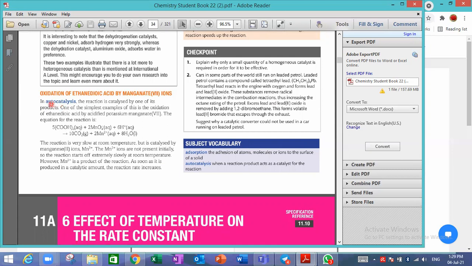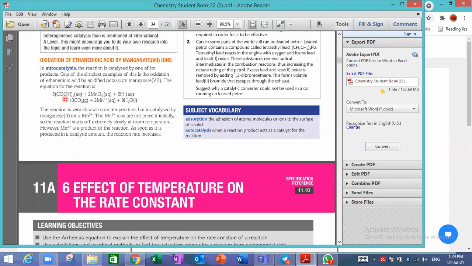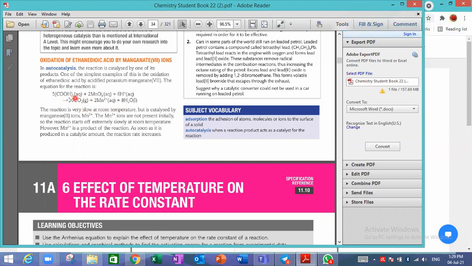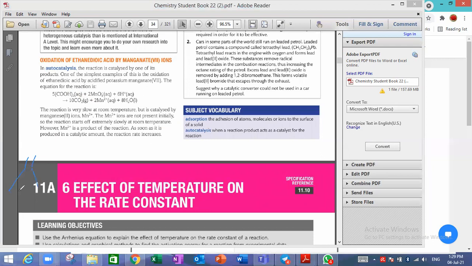Auto, of course, means by itself. For example, take this reaction: ethane dioic acid titrated with potassium manganate in the presence of an acid medium to form carbon dioxide, manganese, and water. We will find that this reaction is very, very slow at the beginning. Here we put the ethane dioic acid in a conical flask, and we titrate with potassium manganate.